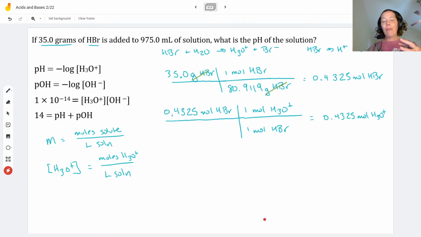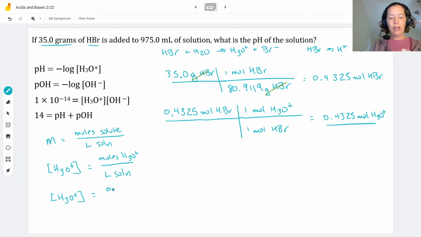So at this point, I'm moving forward with the grams converting to moles, but I've also been moving backwards from what I need. Now I can put these two pieces together, because I have my moles of hydronium, which I know can go right here. So let's plug that in. I'm trying to get to my concentration so that I can plug in for my pH. I've got this value right here, 0.4325. This is moles of hydronium.